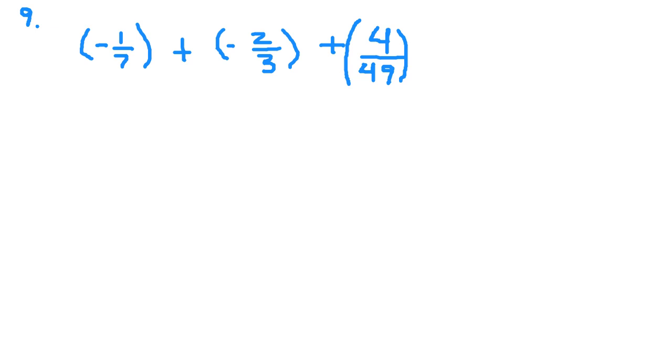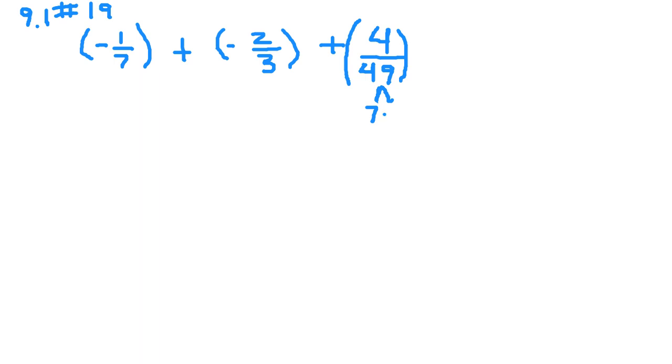And I notice that since we're adding fractions, we need the same denominator. So we need the least common multiple between 7, 3, and 49. So to help me figure this out, I am going to find the prime factorization of 49, which I know is 7 times 7.